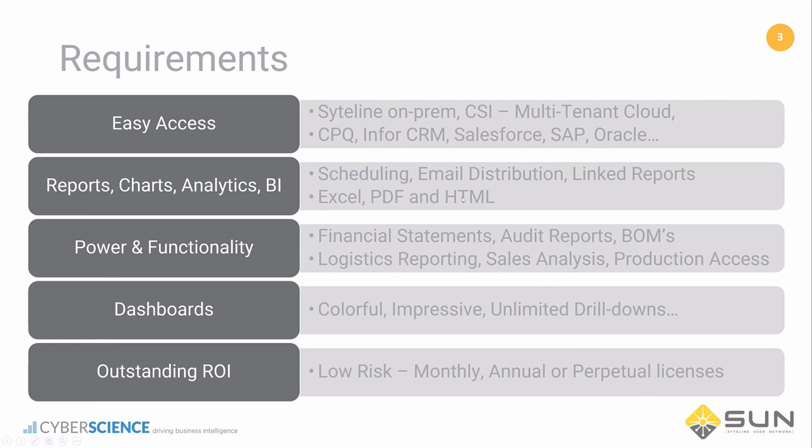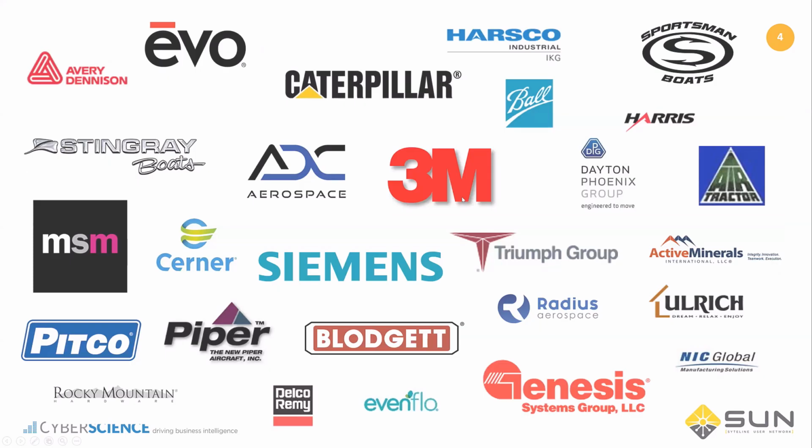So here's just kind of a sample list of people using Cyberquery. We have over 4,000 customers using Cyberquery, big guys and little guys and everybody in between. Names that probably mean something to some of you. Harsco, IKG, Sportsman Boats, they're all using Cyberquery with SyteLine. Same with Dayton, Phoenix, Air Tractor, Triumph, Active Minerals, Radius, Ulrich, NIC Global, Genesis.